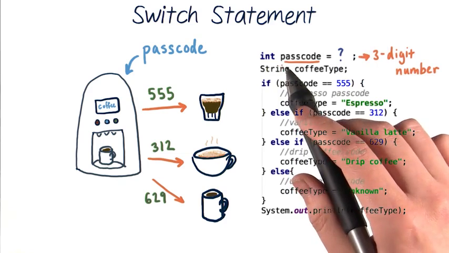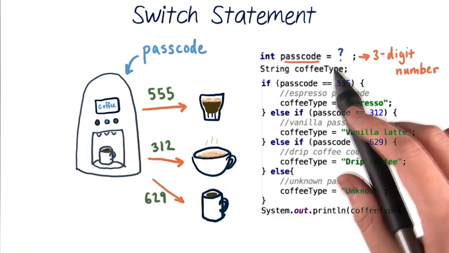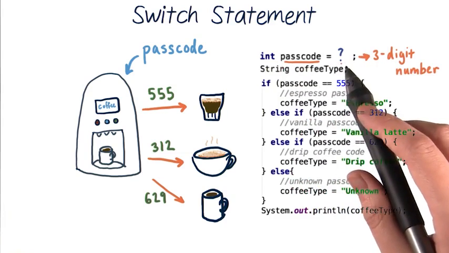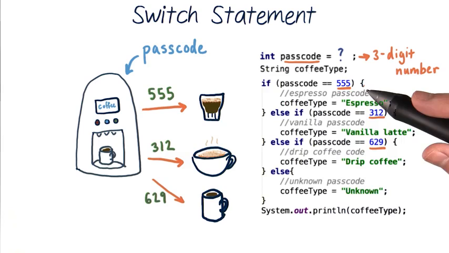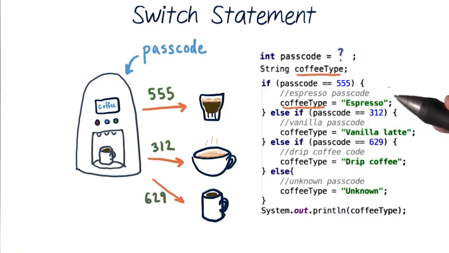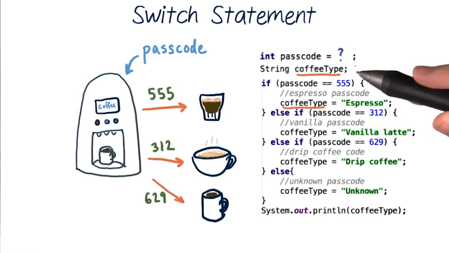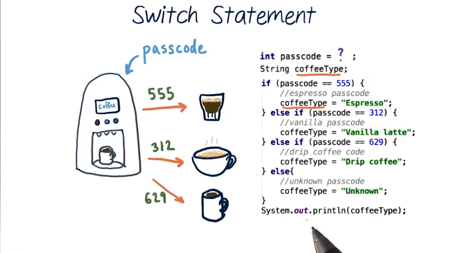Let's say we have access to our int passcode variable, but we aren't sure what value it will be. We just know that it will be some 3-digit number. We can then write an if statement and else ifs with test conditions that check if our passcode is equal to a certain value, like 555 or 312. And then inside each statement, we'll assign what type of coffee to make based on the value of passcode. The type of coffee is kept track of in a string variable coffee type. Then at the very end of our code, we'll print out the value of coffee type.